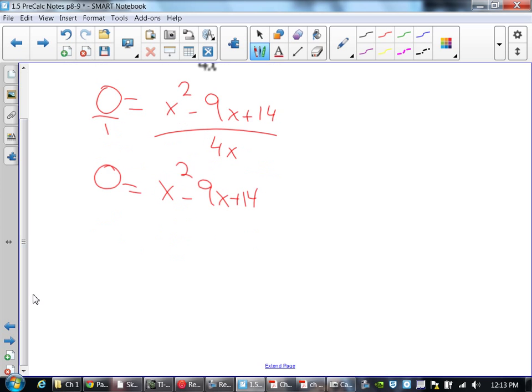What times what is positive 14, and you add together to get negative 9? So where are your zeros? At 7 and 2. Perfect. That's your solution. What is your domain restriction on this one? Very good. My domain restriction here, guys, is 0 because I can't have 0 in the denominator. Okay. All right. What else?